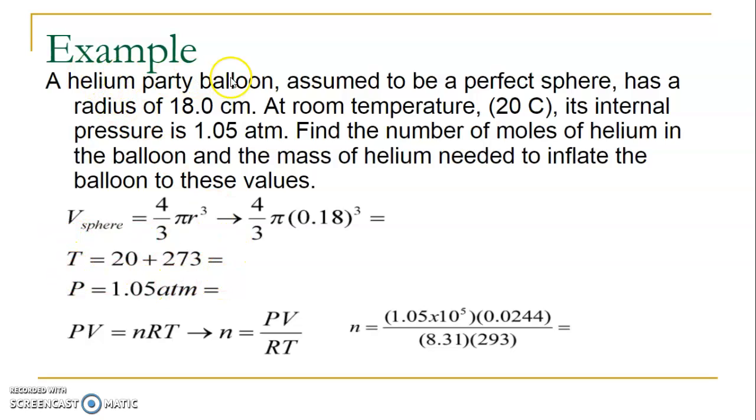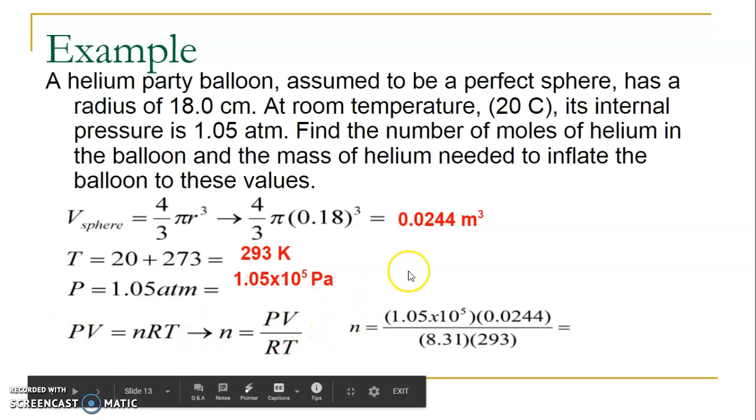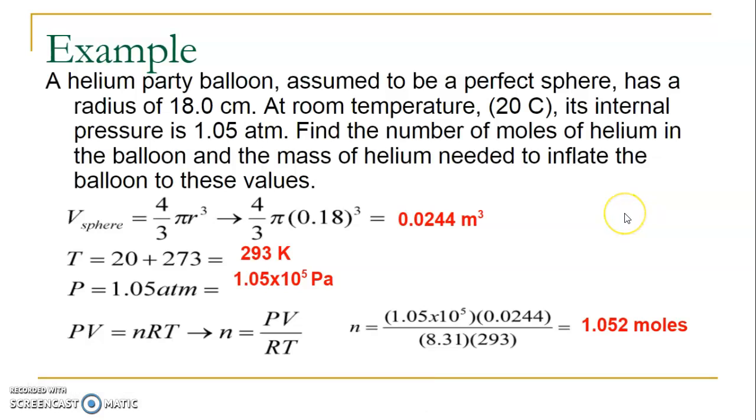They're assuming that the balloon is a perfect sphere, and so the volume of a sphere is 4/3 pi r cubed. And they give you the radius, which is very nice. They tell you its internal pressure, and you're trying to calculate something. If I've done all my math right, we can plug all that into the gas law. We're looking for number of moles.